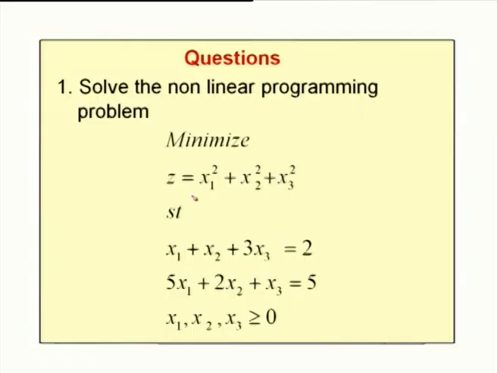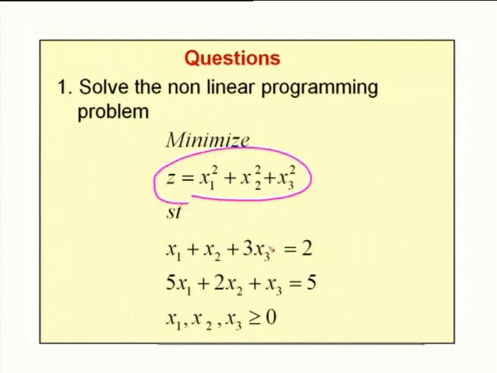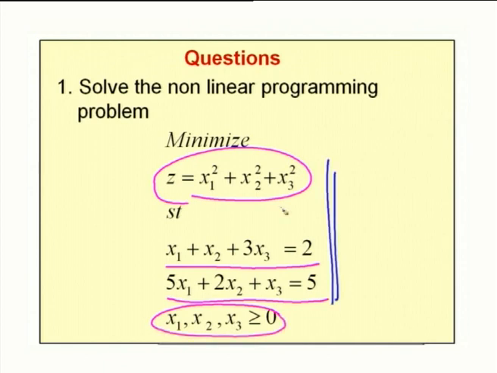The question is, solve the nonlinear programming problem which minimizes z equal to x 1 plus x 2 plus x 1 square plus x 2 square plus x 3 square, subject to the constraints x 1 plus x 2 plus 3 x 3 equal to 2, and the second constraint is 5 x 1 plus 2 x 2 plus x 3 equal to 5. The decision variables x 1, x 2, x 3 are greater than 0.